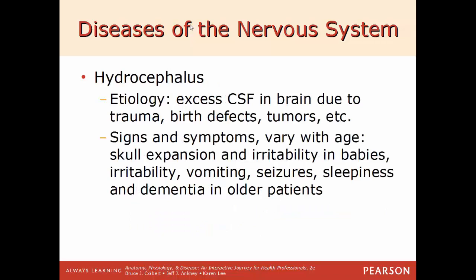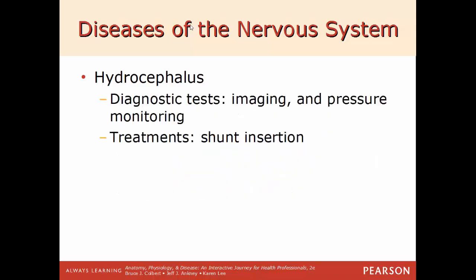Hydrocephalus, etiology: we have an excess amount of cerebrospinal fluid in the brain due to a birth defect or trauma or tumors, etc. Signs and symptoms will vary with age. You can have skull expansion and irritability in babies. You can have irritability or vomiting or seizures or sleepiness and dementia in patients who are older. Diagnostic testing: imaging, and of course pressure monitoring. And for treatments: insertion of a shunt to redirect the excess fluid away from the brain.